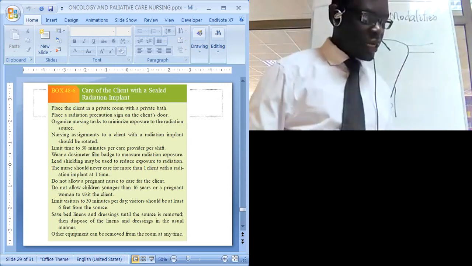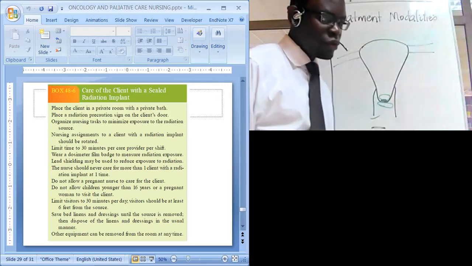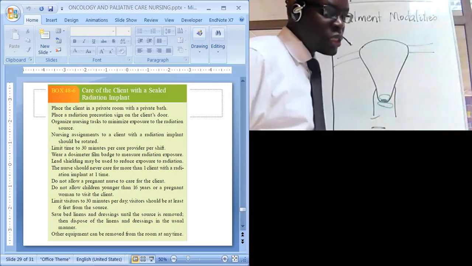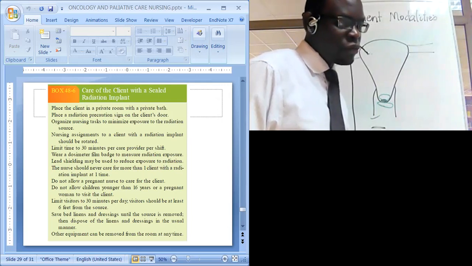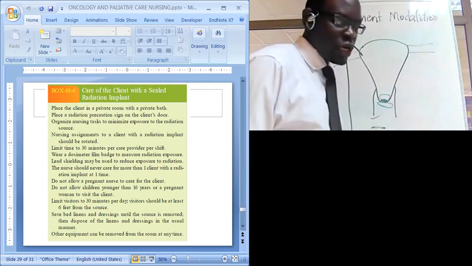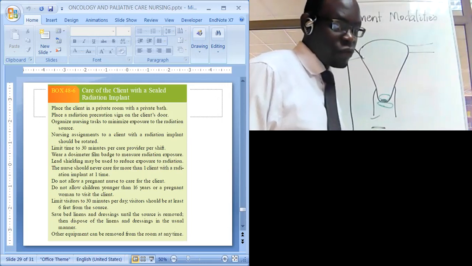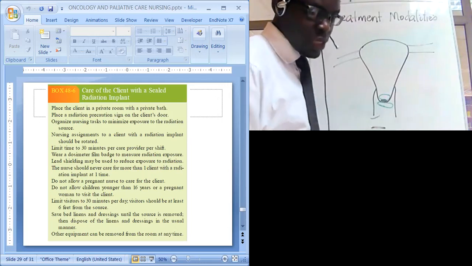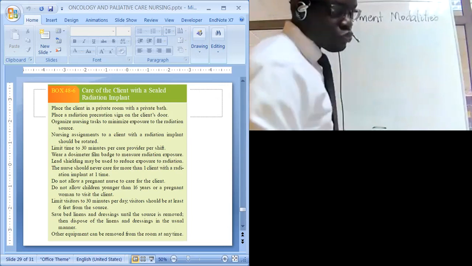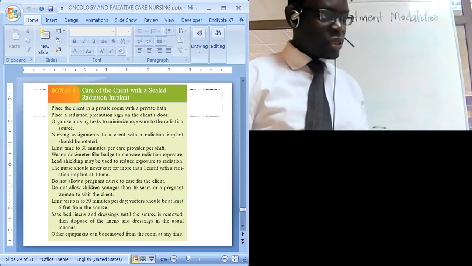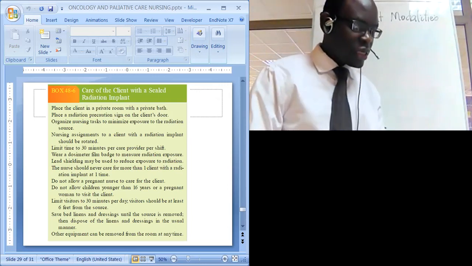They usually wear a dosimeter film badge as they enter, which basically measures the amount of radiation exposure. And then lead shielding may also be used to reduce exposure. Then the nurse should never care for more than one client who has such an implant. And do not allow a pregnant nurse to care for such a patient because of issues to do with irradiation. Then children who are younger than 16 or pregnant women should not visit the client who has a sealed implant.